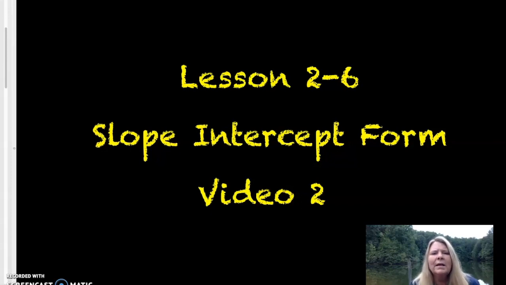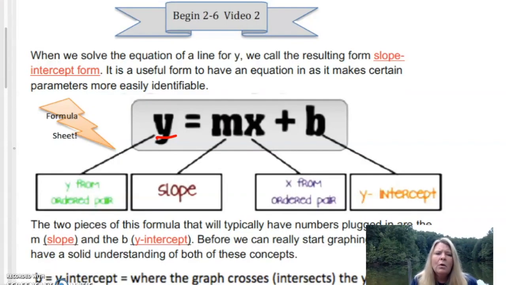With lesson 2.6, it's graphing on the coordinate plane. And today we're going to focus on slope-intercept form. Let's talk about what slope-intercept form is. Well, slope-intercept form is when any linear equation is solved for y. When y is by itself, you can see right here y is by itself. And that means if it's solved for y, then it's in slope-intercept form.